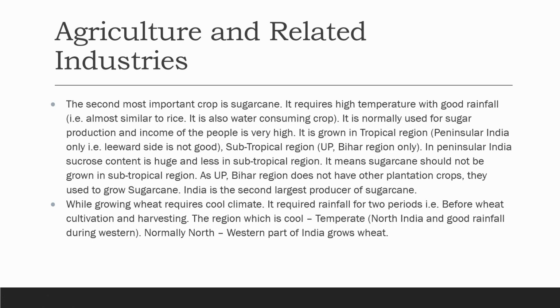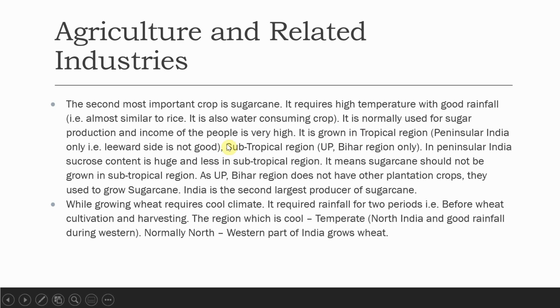So it is not a problem for them, but if you are growing sugar crop in the subtropical region, the sucrose content is very less. In this less content you are growing sugarcane, so the sugarcane content will almost disappear from the land, and because of that your other crops will get hampered.